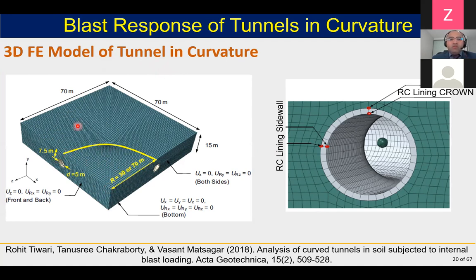And because of the curvature, we tried to increase the size of the domain as well, 70 meter and 15 meter. The reason behind this was that because you have this curvature, if you reduce the domain size, it actually affects the results. Another reason we afforded the larger domain size was that we did not consider modeling reinforcement inside the lining, which actually saves a lot of time in terms of computation. So this is one of the reasons we came up with a larger geometry or domain for the tunnel finite element model.